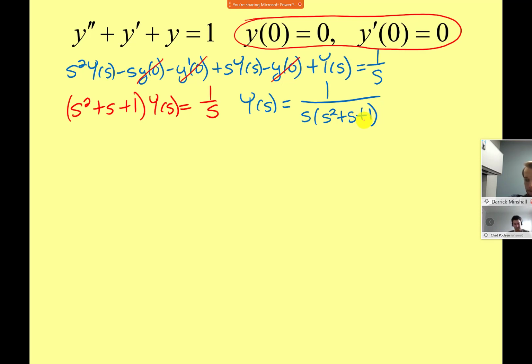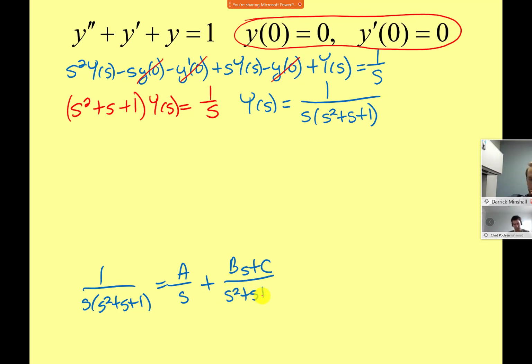Okay. This then is going to need partial fractions, and then it's also going to need something else in a minute. So that's why I wanted to do this as an example. So let's do the partial fractions. I'm going to do it down at the bottom again. So I'm going to have 1 over s times s squared plus s plus 1 equals A over s plus Bs plus C over s squared plus s plus 1. Always need that s term in the numerator if the denominator is quadratic and doesn't factor.